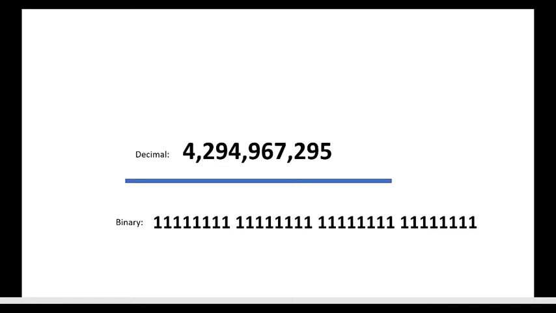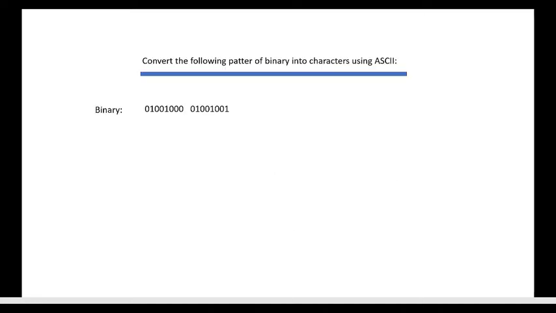So I want to give you a couple exercises to try, of converting patterns of binary numbers into the ASCII equivalent. So let's start with this pattern of zeros and ones. Pause the video, try to work it out on your own.